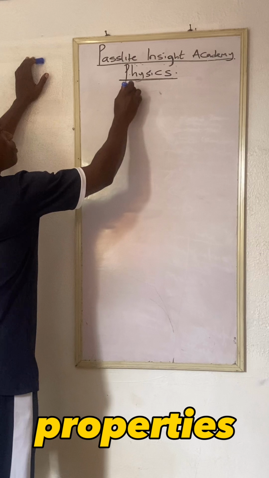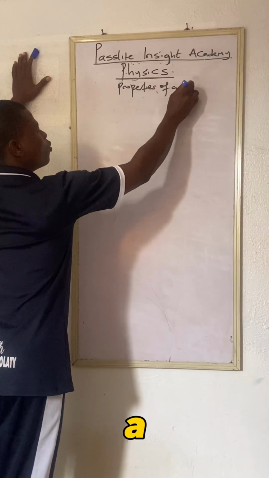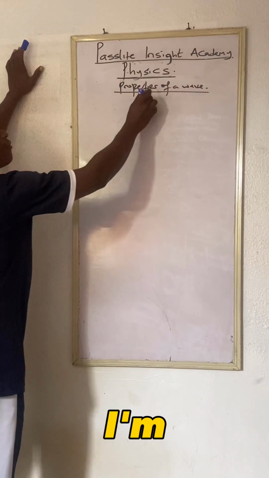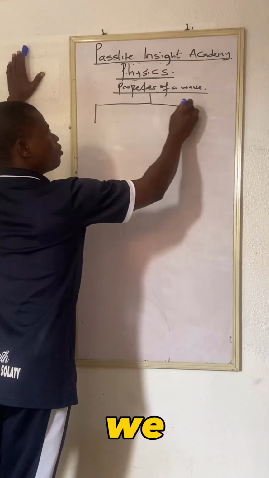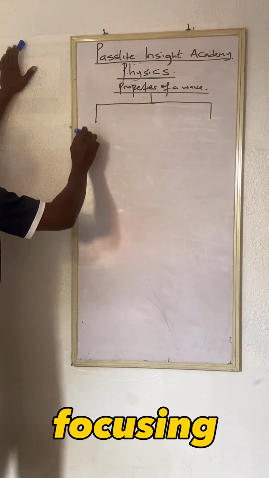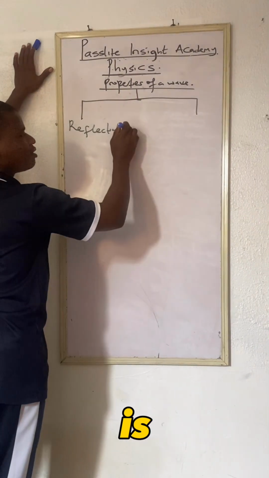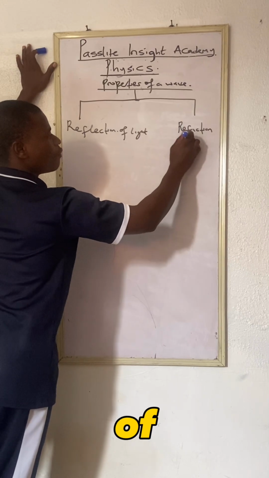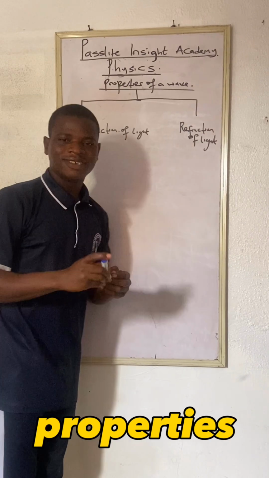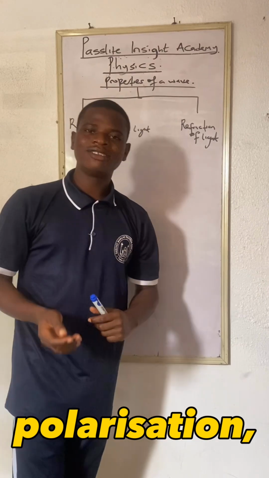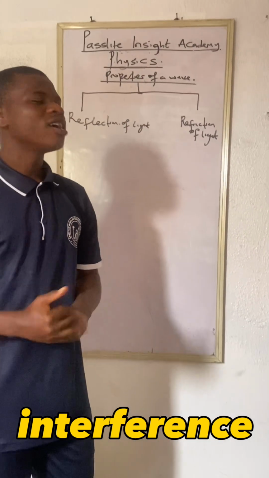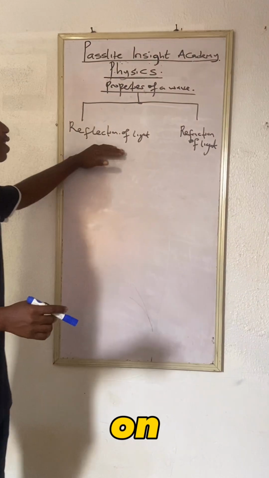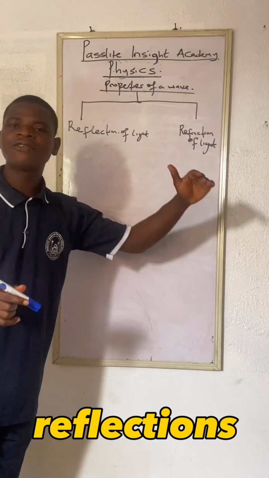When I'm talking about the properties of a wave, there are many, but our main focus is only on two: reflection of light and refraction of light. We still have other properties like diffraction, polarization and interference, but our main focus is just reflection of light and refraction of light.